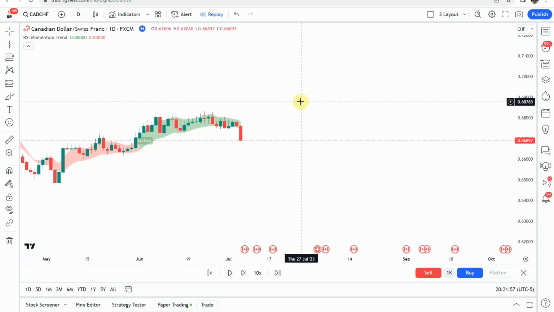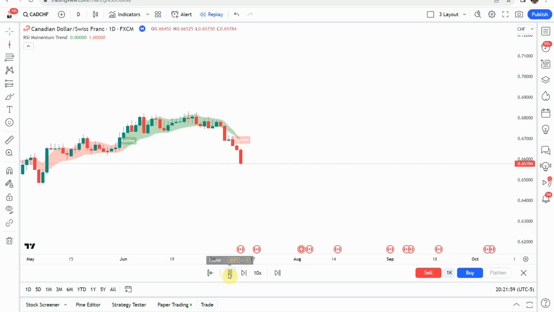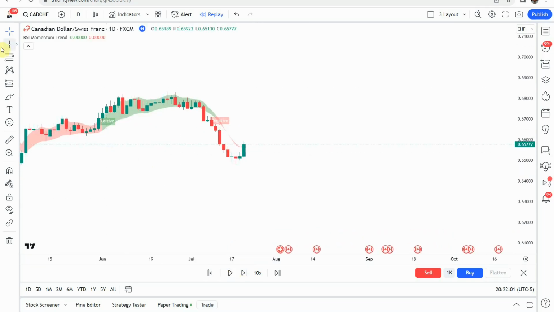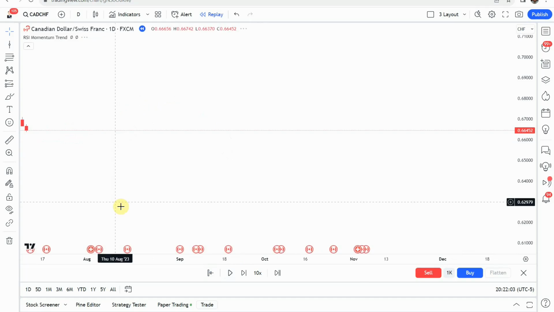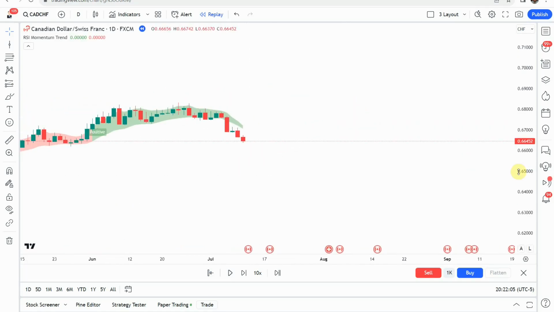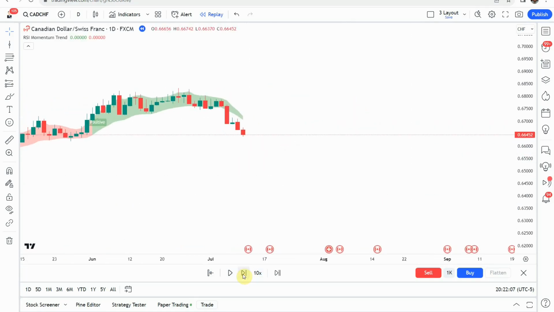Let's go ahead and take a look at a few signals here. Let's go ahead and play this forward. Alright, let's back this up just a little bit there. That way we can play it just one bar at a time here.